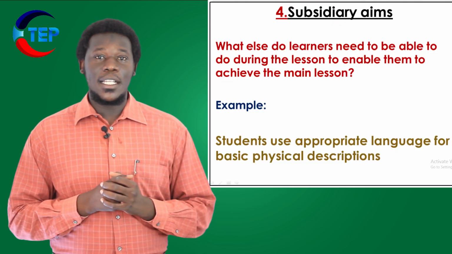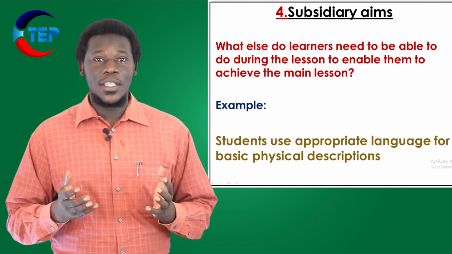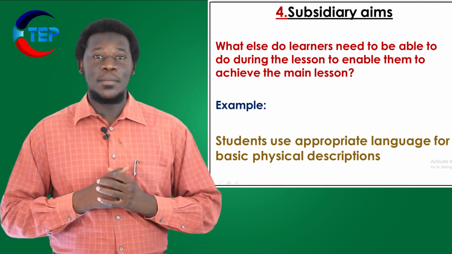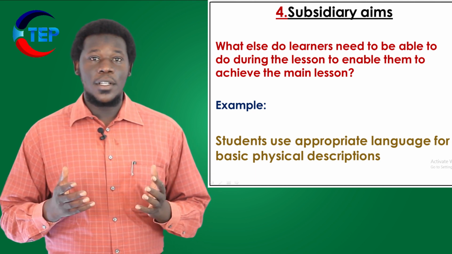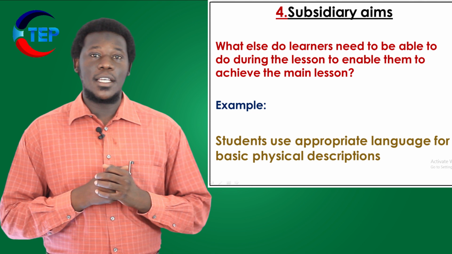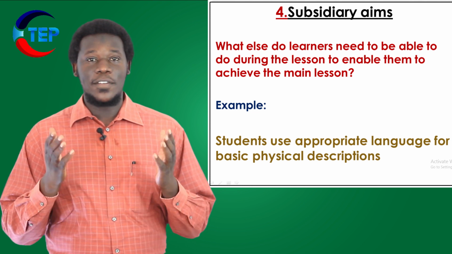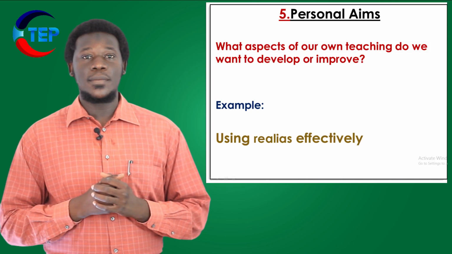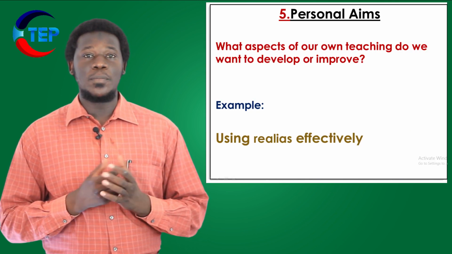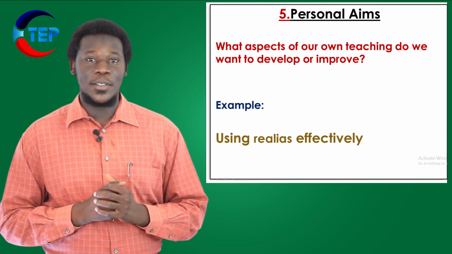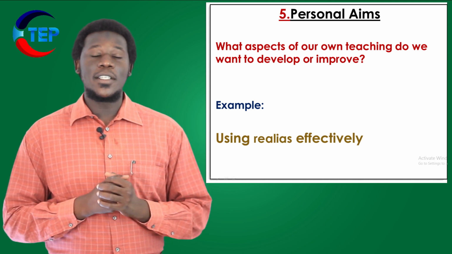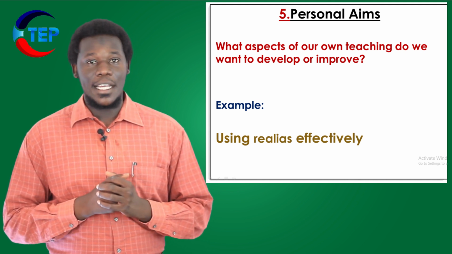Number four, subsidiary aims. What do we want our learners to be able to do during the lesson in order to achieve the main aim of the lesson? For example, students use appropriate language for basic physical descriptions. Number five, personal aims. What aspects of our teaching do we want to improve or develop in this lesson? For example, using realia effectively in the class.